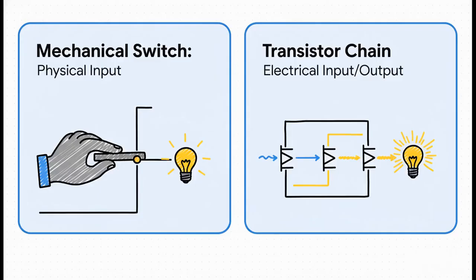Okay, so we all know a light switch, right? You physically move something to let electricity flow or to stop it. Simple. But its modern-day cousin, the transistor, is on a whole other level. And the real game changer is that both its input and its output are electrical. This means the output of one tiny transistor can control the input of another, which can control another and another, all with zero moving parts.